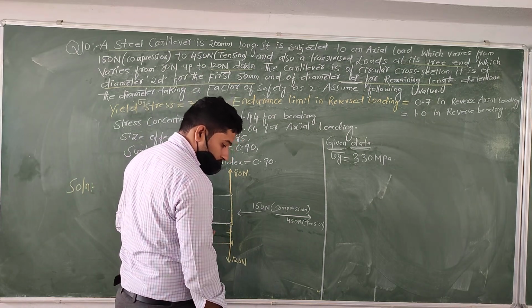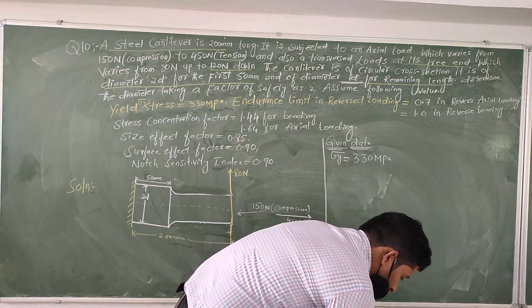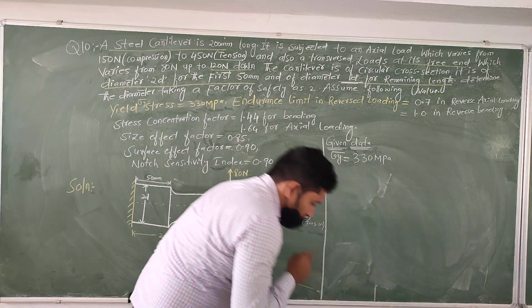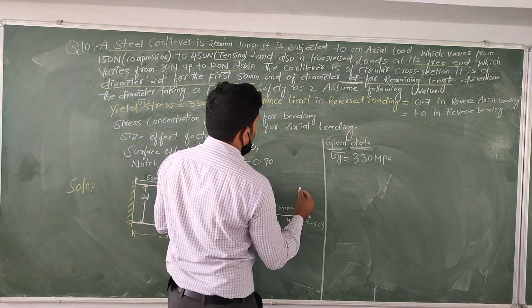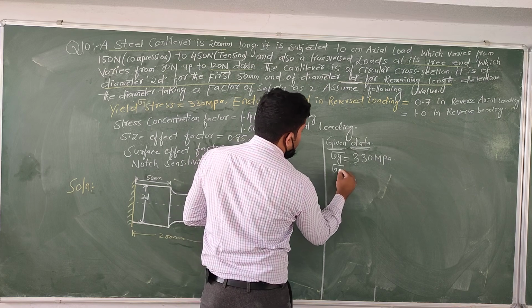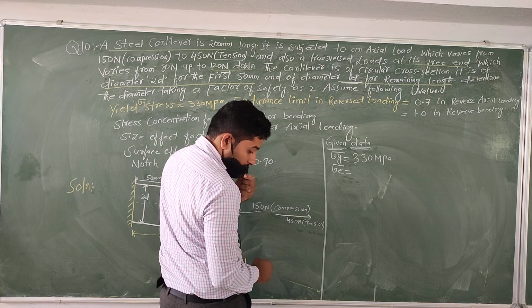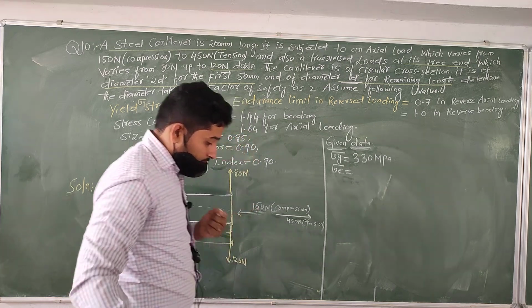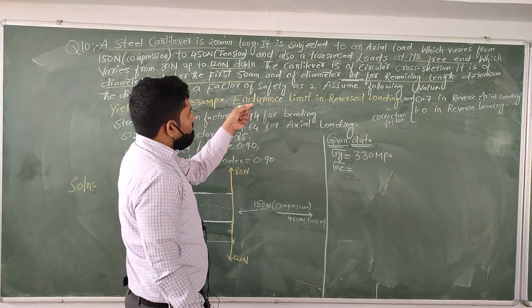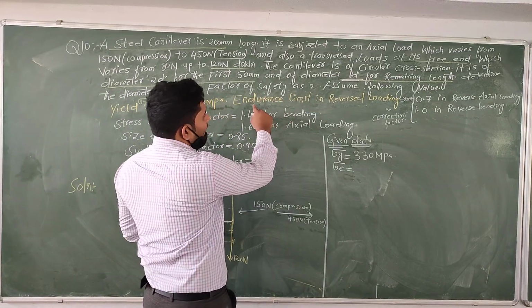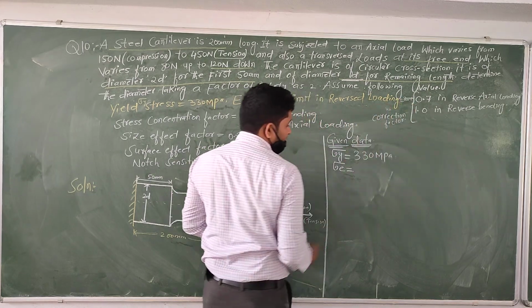Sigma e, endurance limit, it is represented by sigma e. How much is given here? 0.7 for the tensile in nature. So actually I forgot to write in the question, the endurance limit in the reverse loading is how much is given? 300 megapascal is given here.